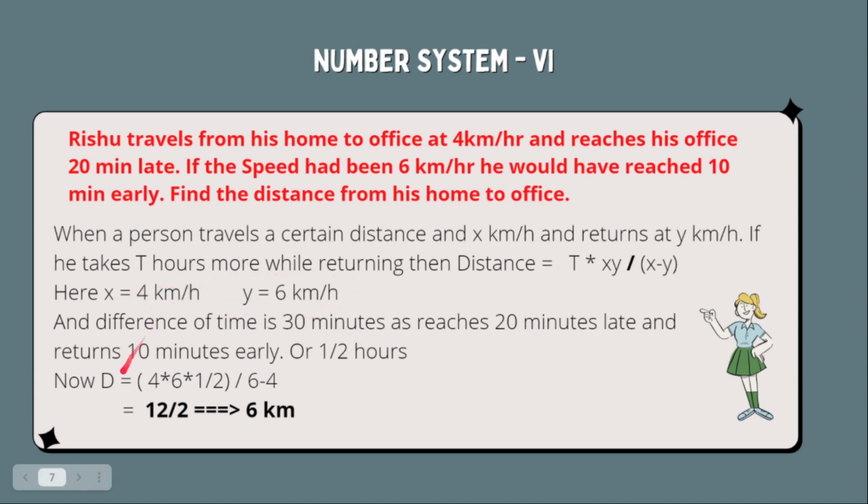So now use the formula D equals x into y into t divided by x minus y, as we discussed earlier. So it's 4 into 6 into 1 by 2 divided by 6 minus 4, that is 12 by 2, and it will give you 6 kilometers.